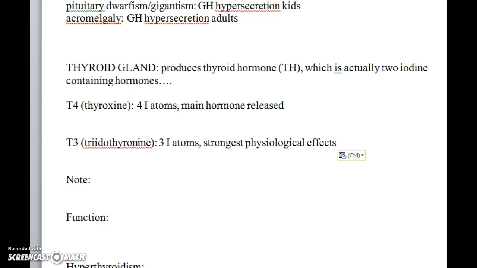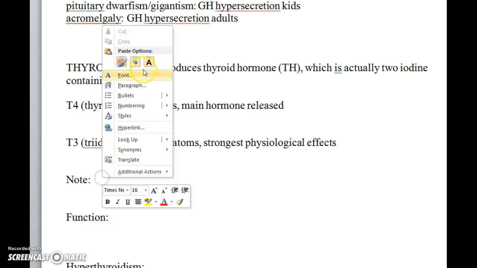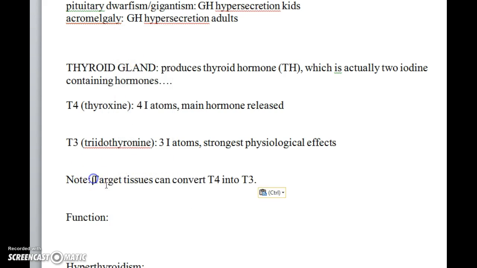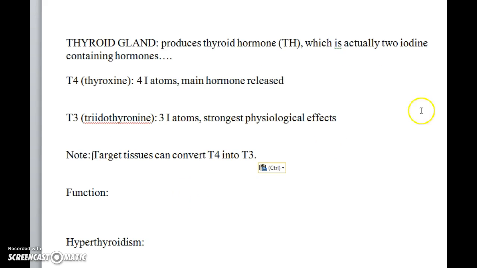So why make 2 different hormones with 2 different potencies? Well, I don't know if this is going to directly answer that question, but it says target tissues can convert T4 into T3. You can convert the more common hormone into the stronger hormone. So I think if a tissue wants to get a bigger bang for a buck, it can convert the more mild version into the more potent version. They do the same thing though. Again, it's just a matter of potency.